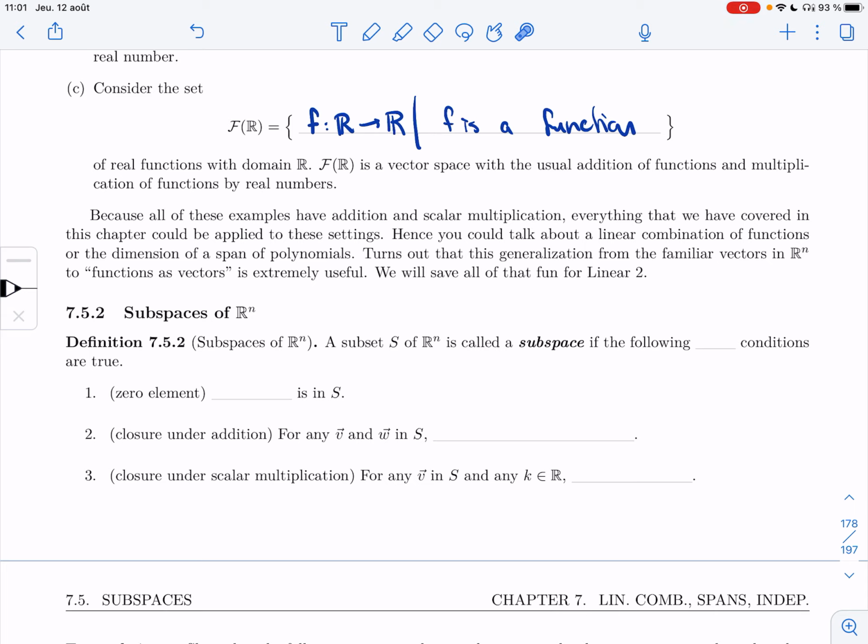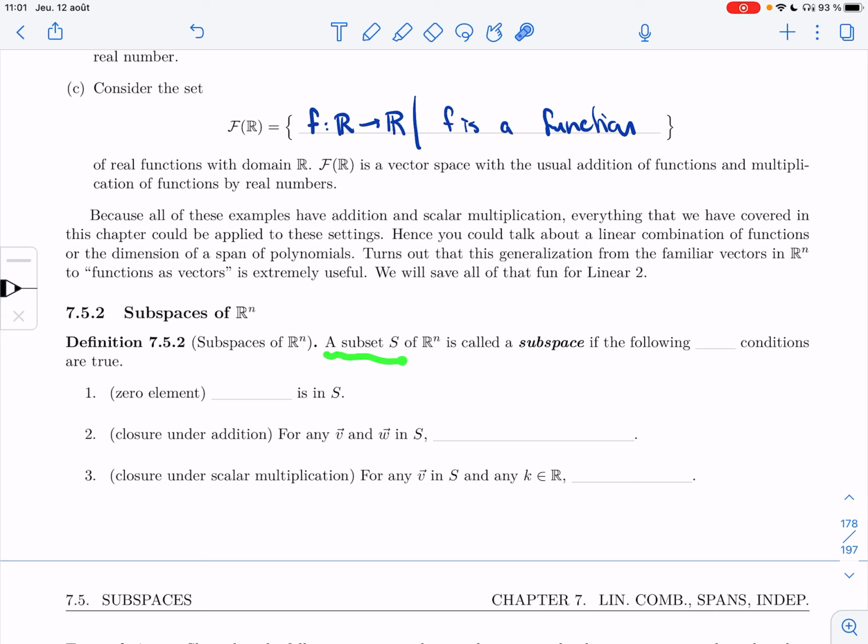So that means a vector space within a vector space. So here's a definition of a subspace of Rn. Definition 7.5.2. A subspace of Rn. So we're only going to talk about Rn. The other examples were to show you what's coming up and why we care about it, but we're not going to spend any time working on it in Linear One.